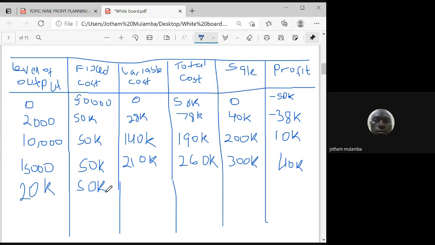Variable cost if we produce 20,000 units. 280, thank you. 280. And then how much is our total cost? 330, thank you.